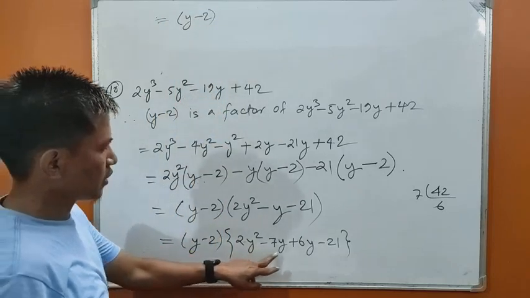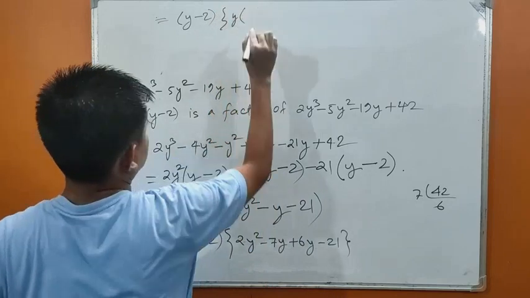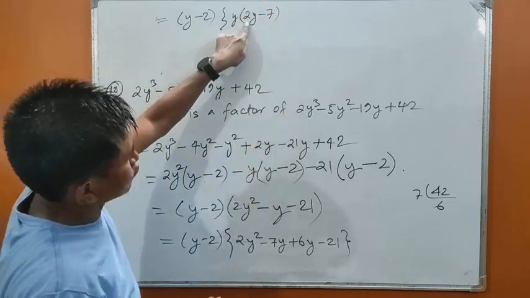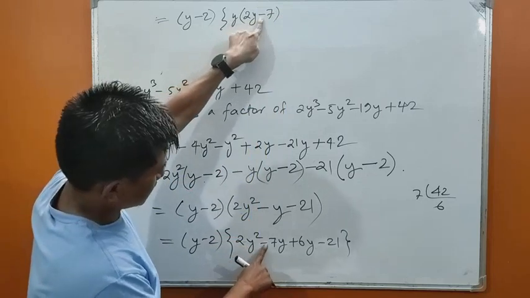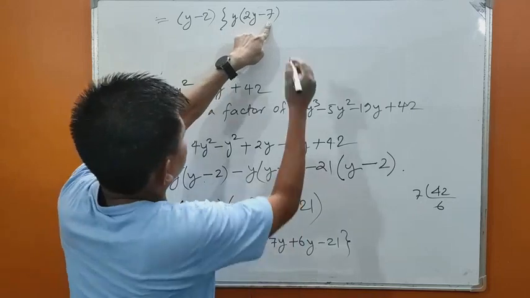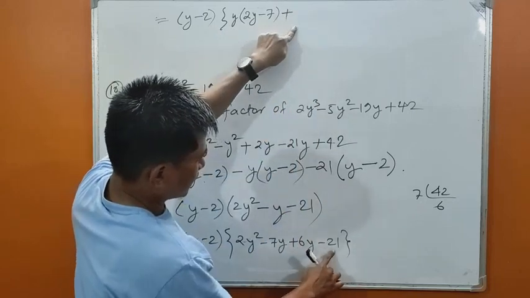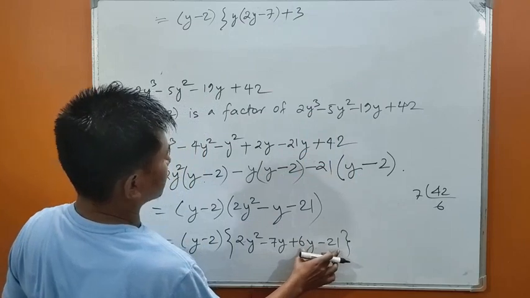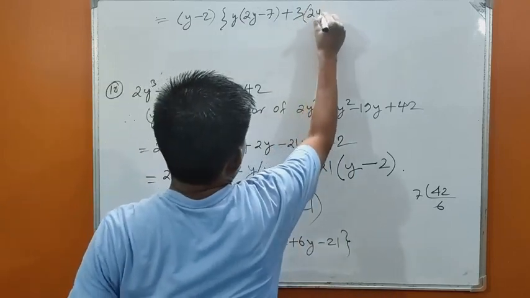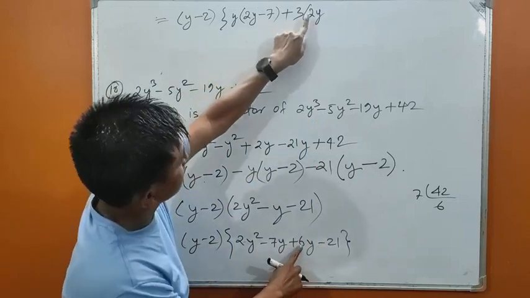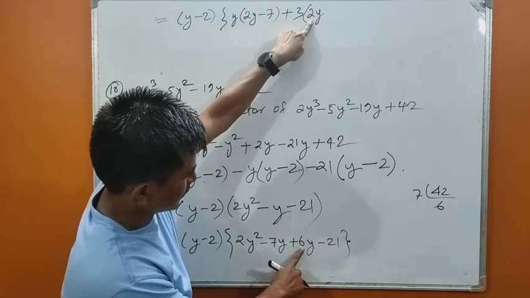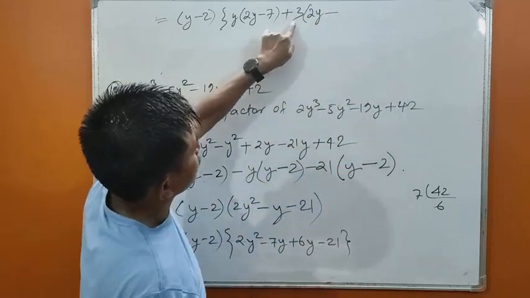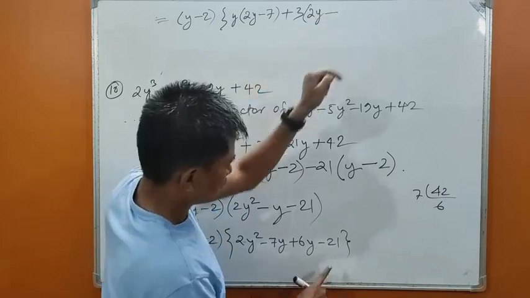From these two terms I take y common. Within the bracket remains 2y minus 7, isn't it? y into 2y is 2y squared, plus into minus, y into 7 is 7y. Now from these two terms I take 3 common, because 3 is the common number between these two terms. 3 into 2y is 6y, plus into minus is minus, 3 into 7 is 21, isn't it?